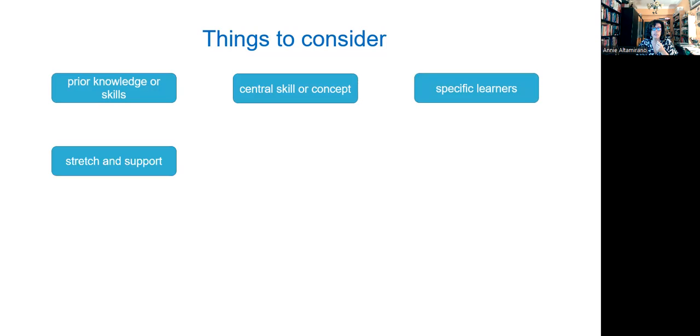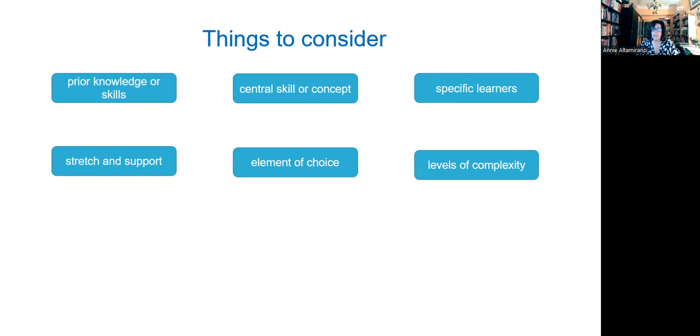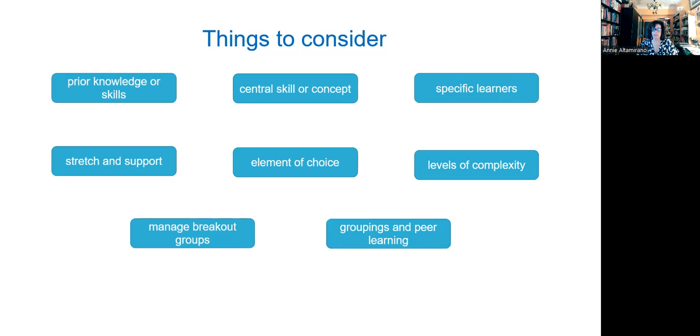How are you going to stretch and support students, that is, challenge and support the students? What elements of choice are there for the different students? How many levels of complexity are you planning to have? How are you going to manage breakout groups? This applies both to online and to face-to-face classes. And what opportunities for different groupings and peer learning are you offering the students?